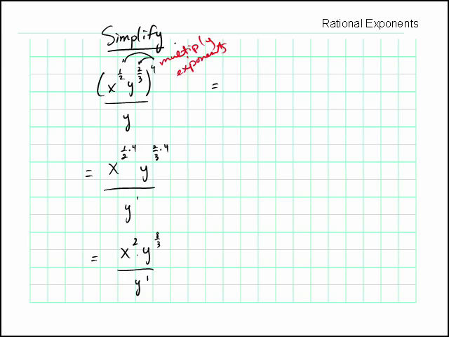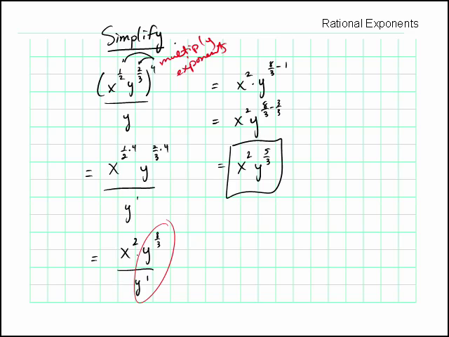Now I'm not quite done yet, because what I can do now is reduce these y's here. In a situation like this, we subtract our exponents. So this is now x squared times y to the 8/3 minus 1. Well, 8/3 minus 1 is the same as 8/3 minus 3/3. So this is x squared y to the 5/3 power. Just like that. Let's try another one like this.